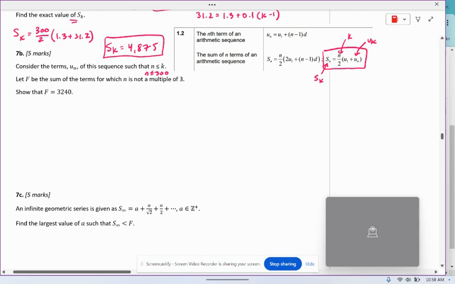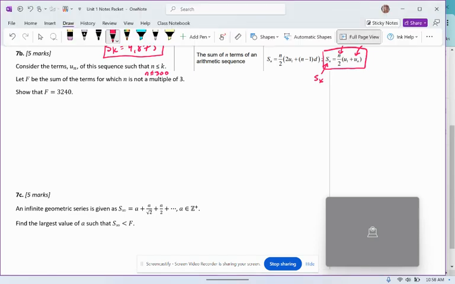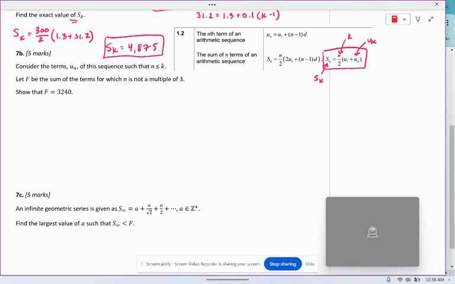You thought you were getting off easy with 7A. Here we go, 7B. It says, consider the terms, u sub n, of this sequence such that n is less than or equal to k. So we just found k up there, so I'm going to put it in here just so we have a good idea of what we're looking at.